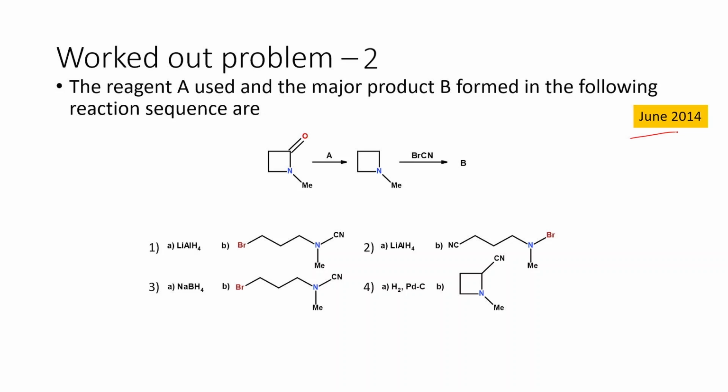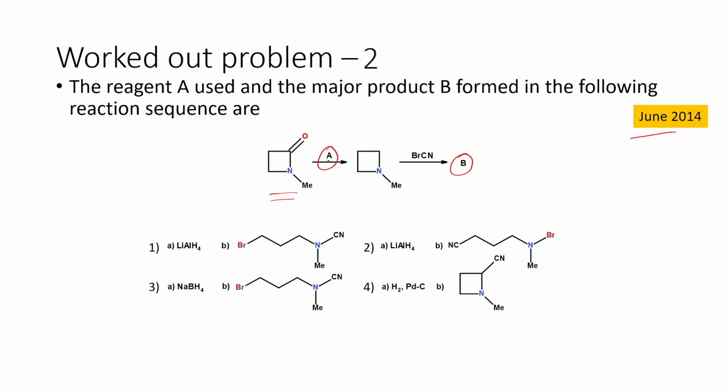This question was asked in June 2014. Here we have to identify the reagent A that is used and the major product B that is formed in the following reaction sequence. There is a cyclic lactam given here, and that is treated with some reagent A, which reduces the carbonyl group. That is the first thing happening.